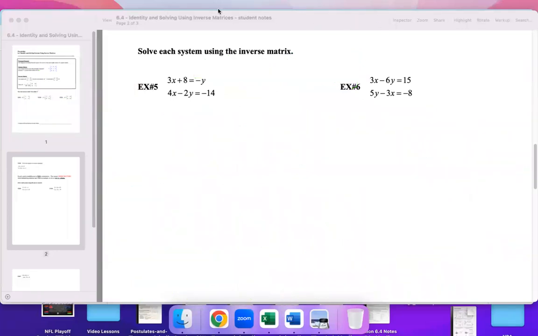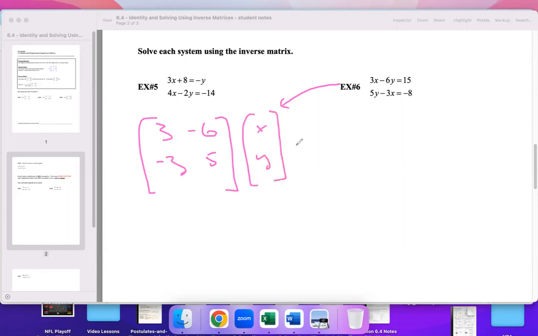So let's try it one more time to get the hang of it, but I won't do this drawn out, for example 6, and then you guys can get a head start on homework. So this will be 3, negative 6, negative 3 and 5, right? Because it's reversed. Times XY equals 15, negative 8.